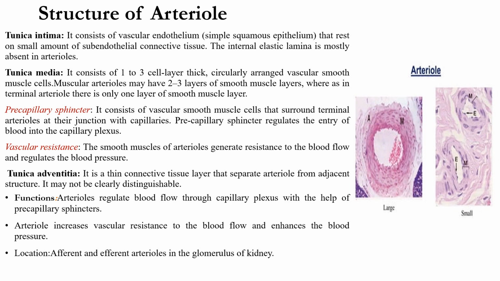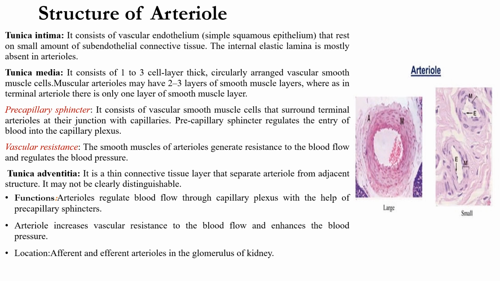And histologically, the arteriole also consists of three layers: tunica intima, tunica media, and tunica adventitia. So in tunica intima, there is vascular endothelium, that is simple squamous epithelium, and it rests on basement membrane. And there is a small amount of subendothelial connective tissue, and internal elastic lamella is mostly absent in arteriole. It is present only in large muscular arteriole, but in terminal and meta-arteriole, the internal elastic lamella is absent.